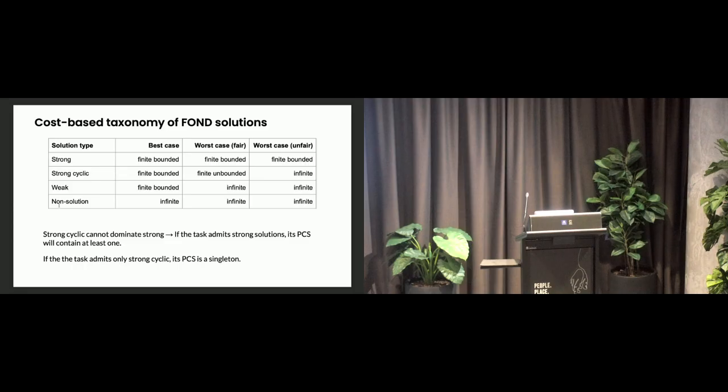Okay. Another thing is whether we can be more fine-grained with strong cyclic policies, maybe by how many cycles. I don't know which is better there. So very good. Thank you.